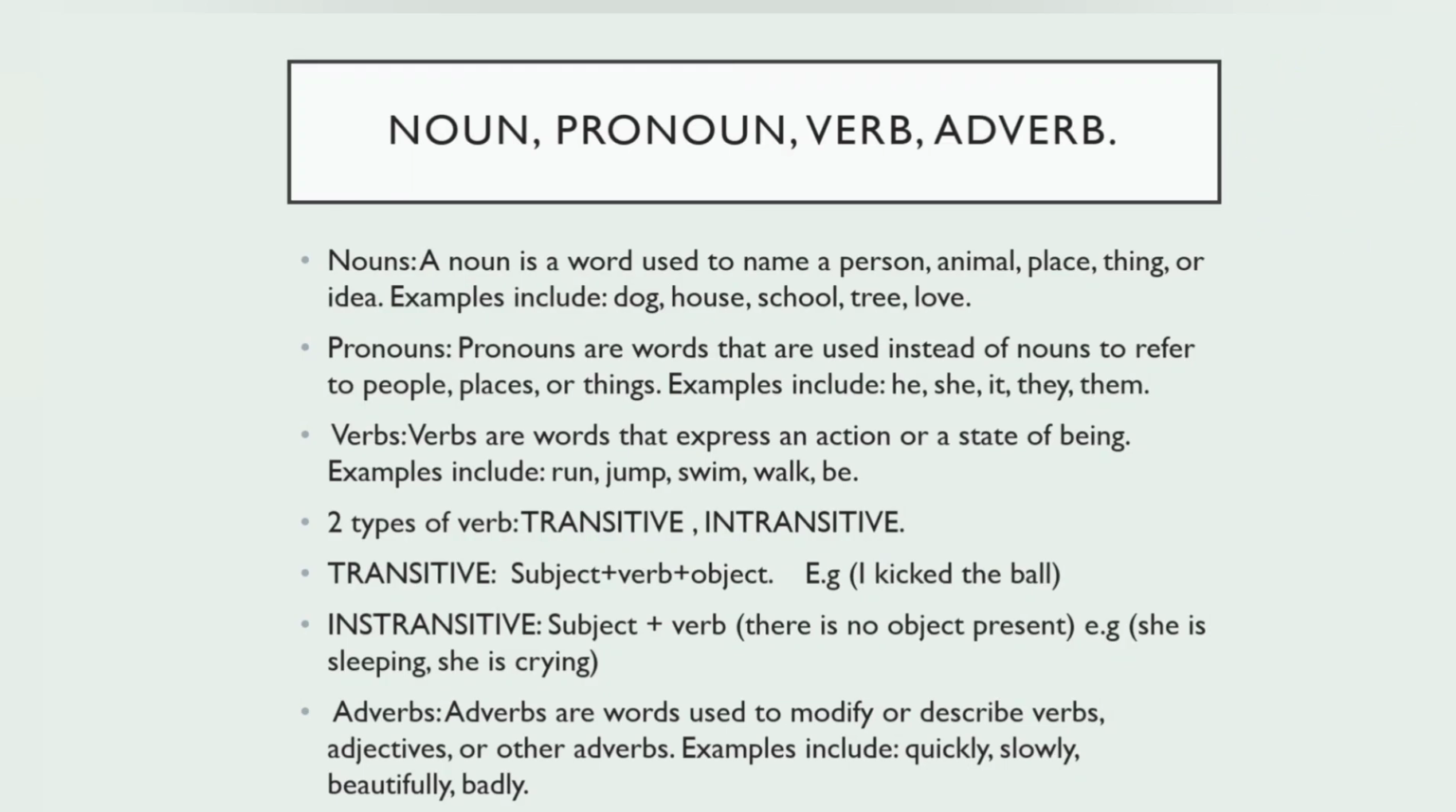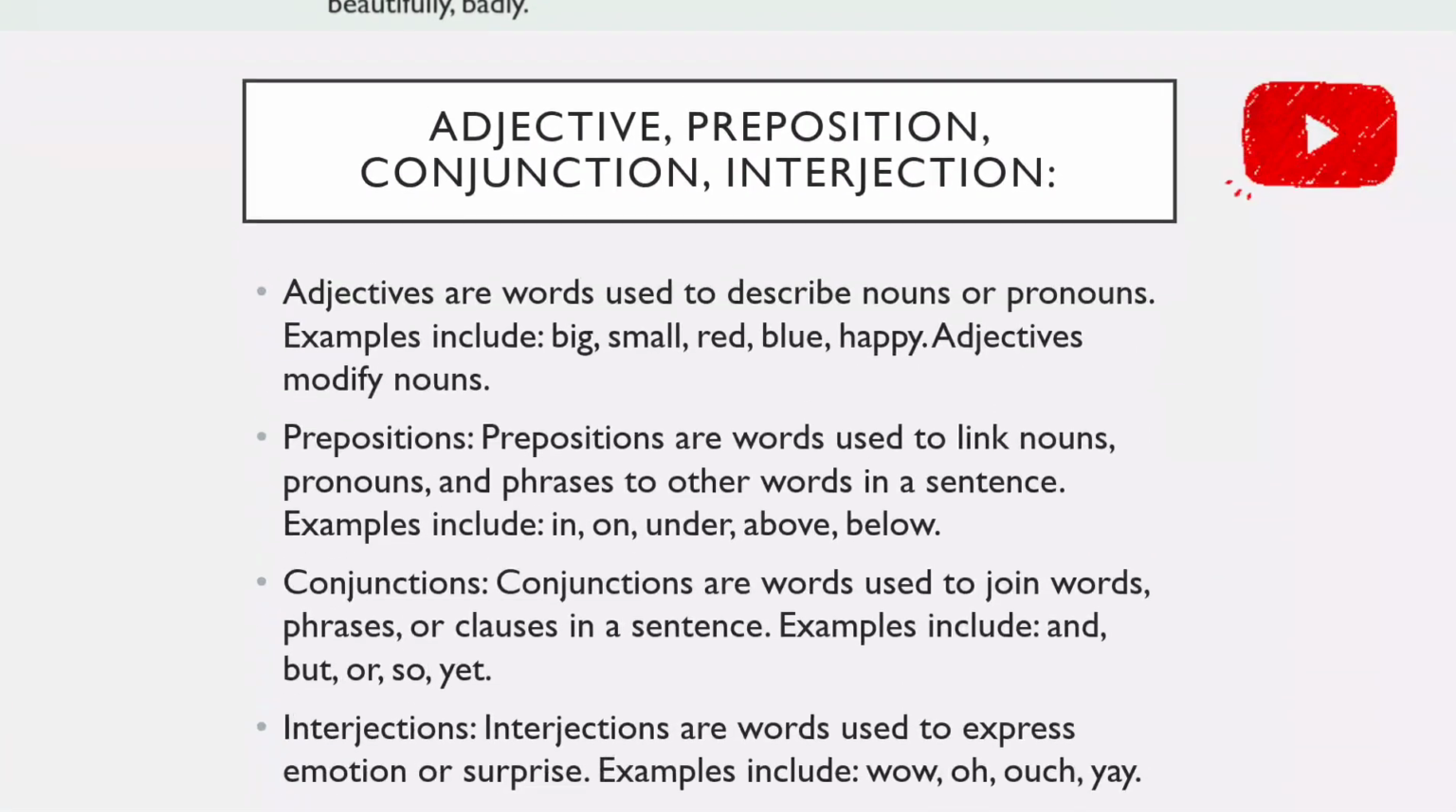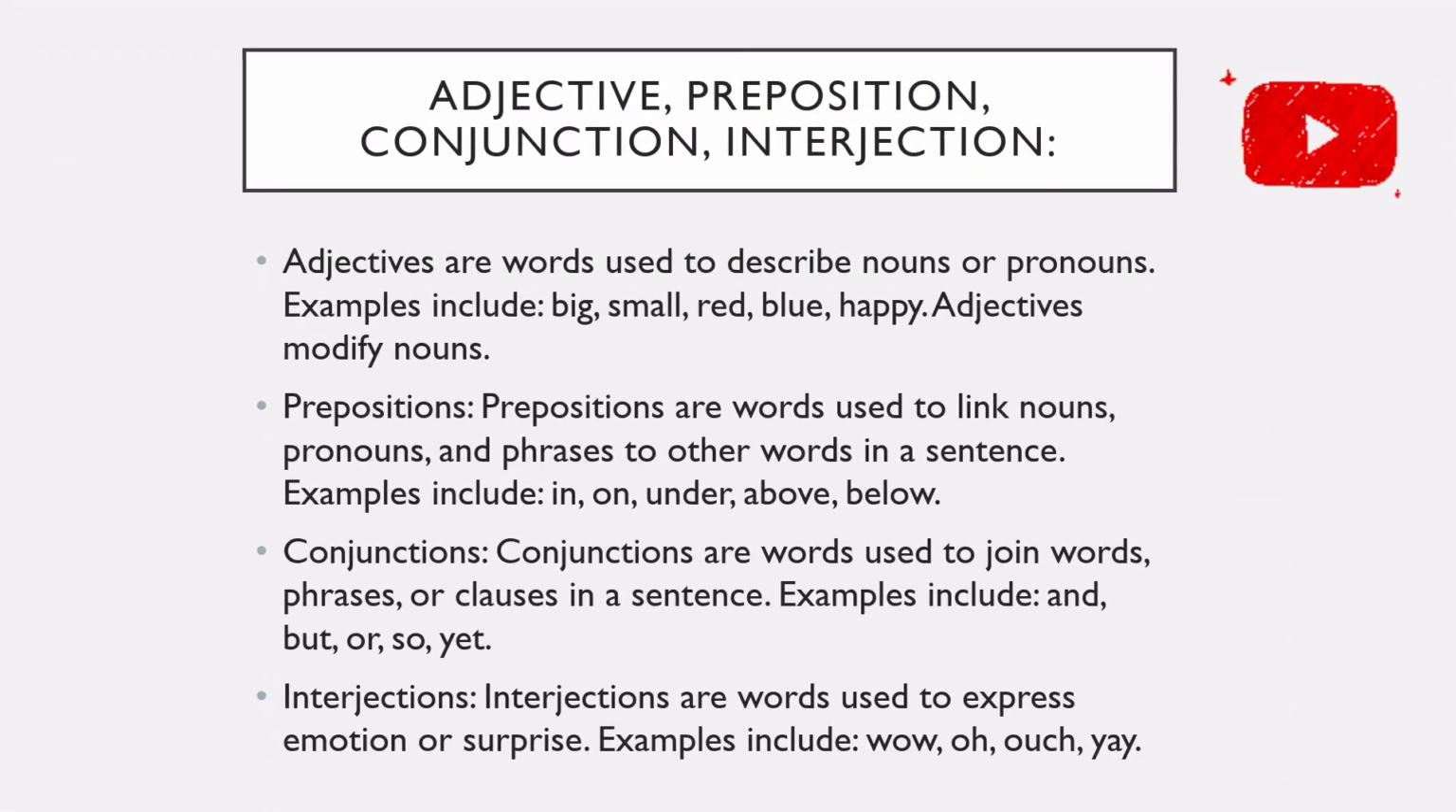So now I believe the concept of noun, pronoun, verb, adverb would be cleared. Moving towards the adjective, preposition, conjunction, and interjection. So now I have already described what we mean by adjective. It modifies nouns or pronouns. For example, she is younger than me, so she is the pronoun, and younger would be the adjective or the modifier of the pronoun. Next we have the preposition.